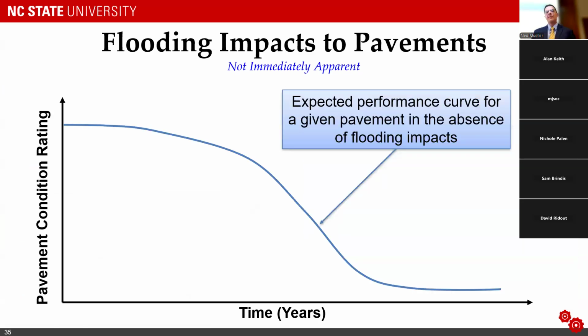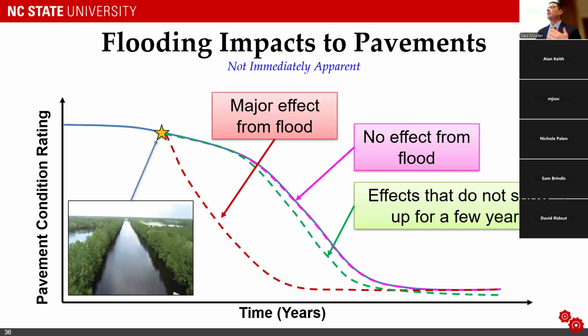If we look at pavement deterioration in a broad sense, I talked about controlled deterioration. This is what we would expect from a pavement. If we have a major flood event, different things can happen. The pavement could deteriorate very rapidly after that event. The inundation is severe and the loading is serious. More than likely, what we're going to find is an earlier failure that's not readily apparent.